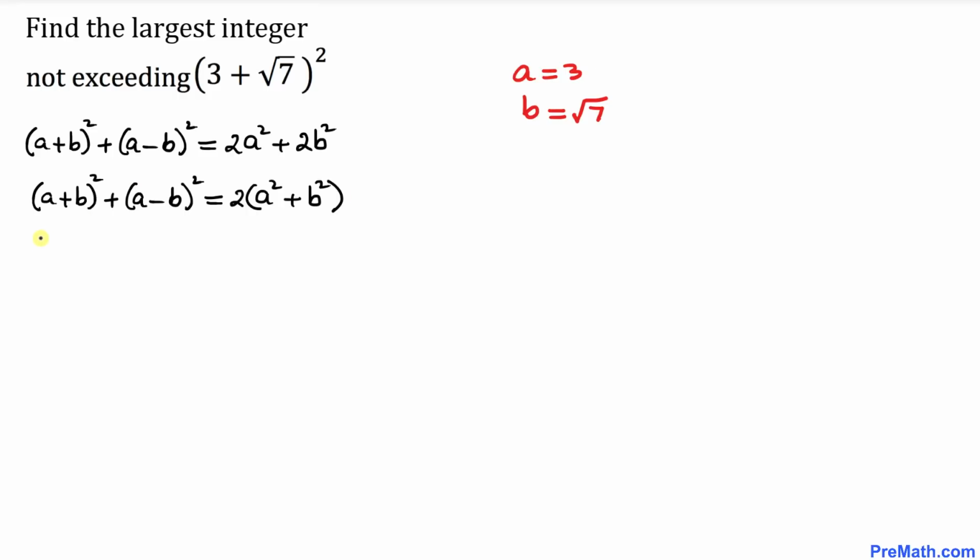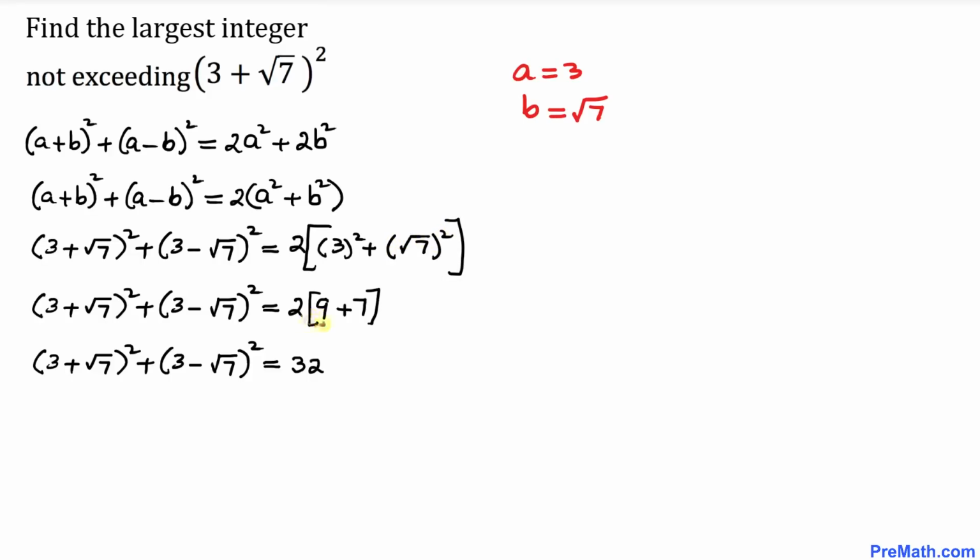So this equation is going to become simply (3 plus square root of 7) square plus (3 minus square root of 7) square, and on the right hand side is 2 times, I can write this one as (3 square plus square root of 7 square). After a couple of steps we have simplified the right hand side and it turns out to be 32.